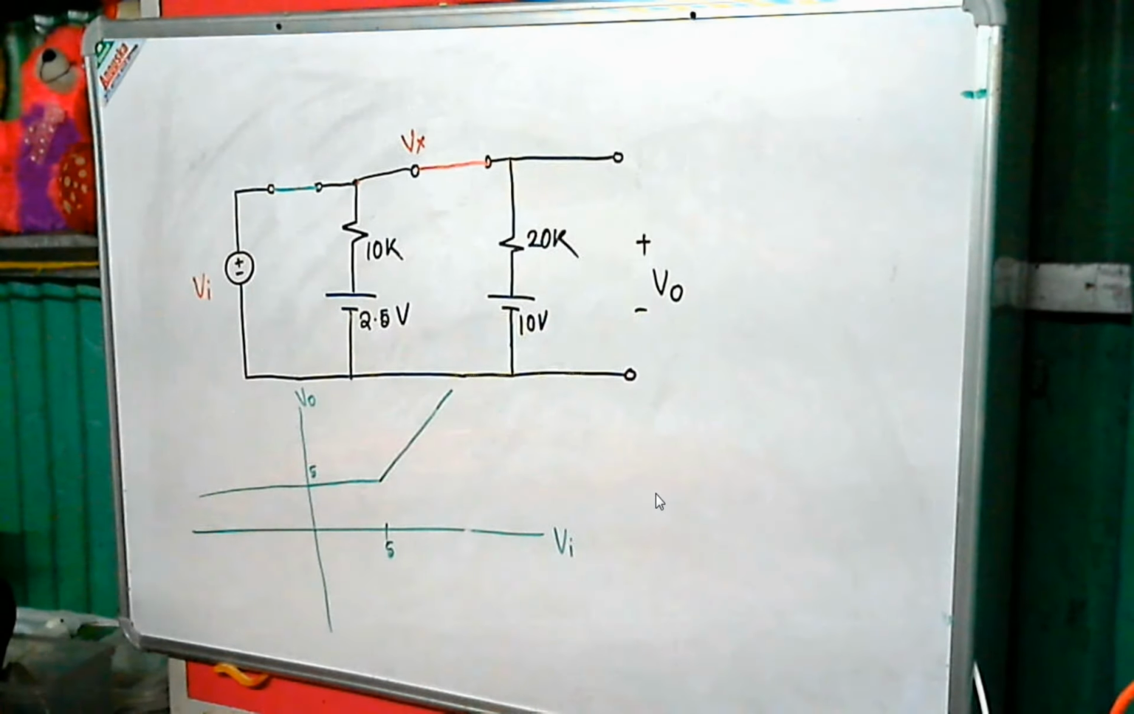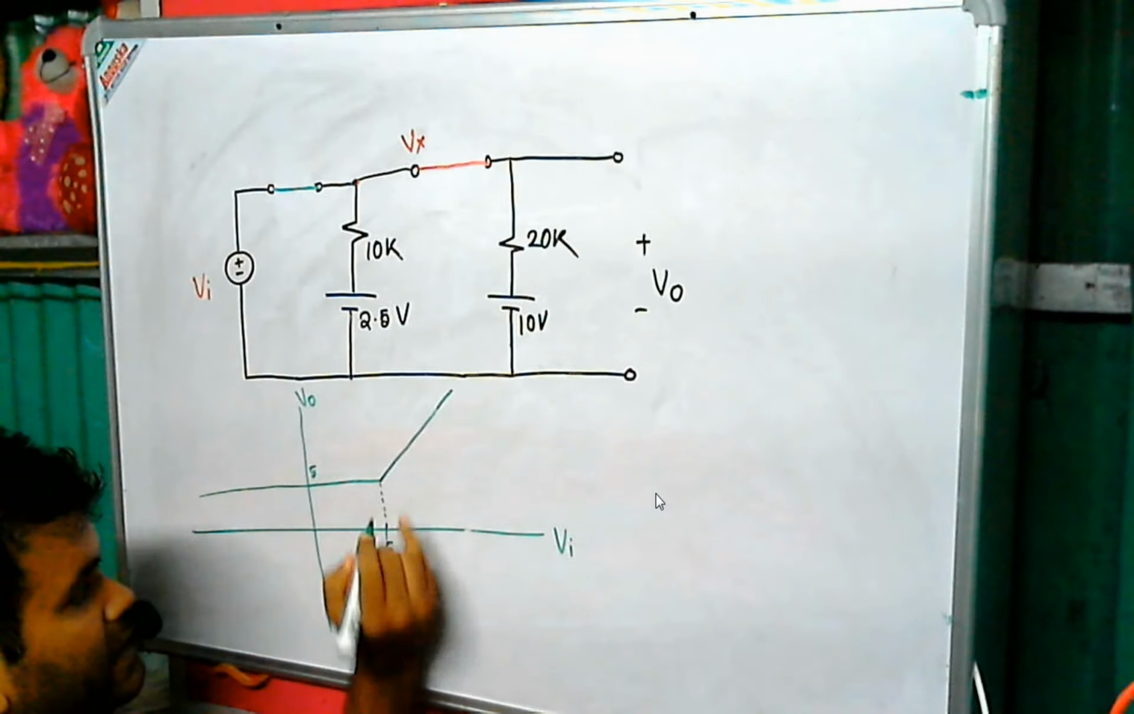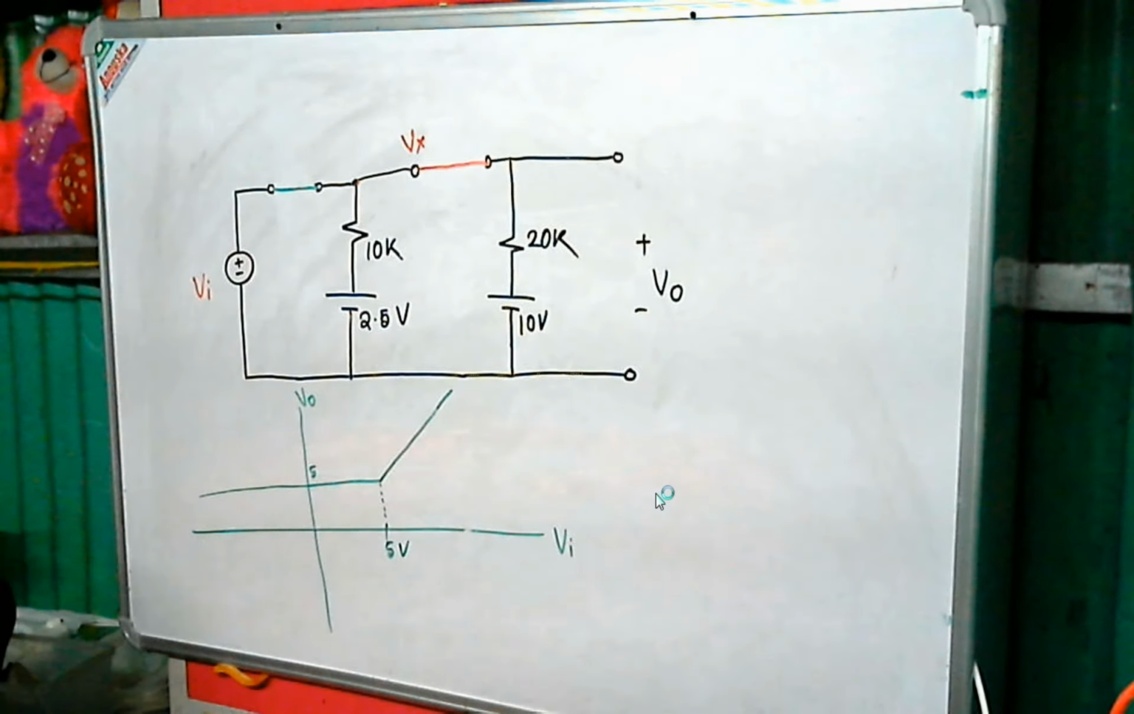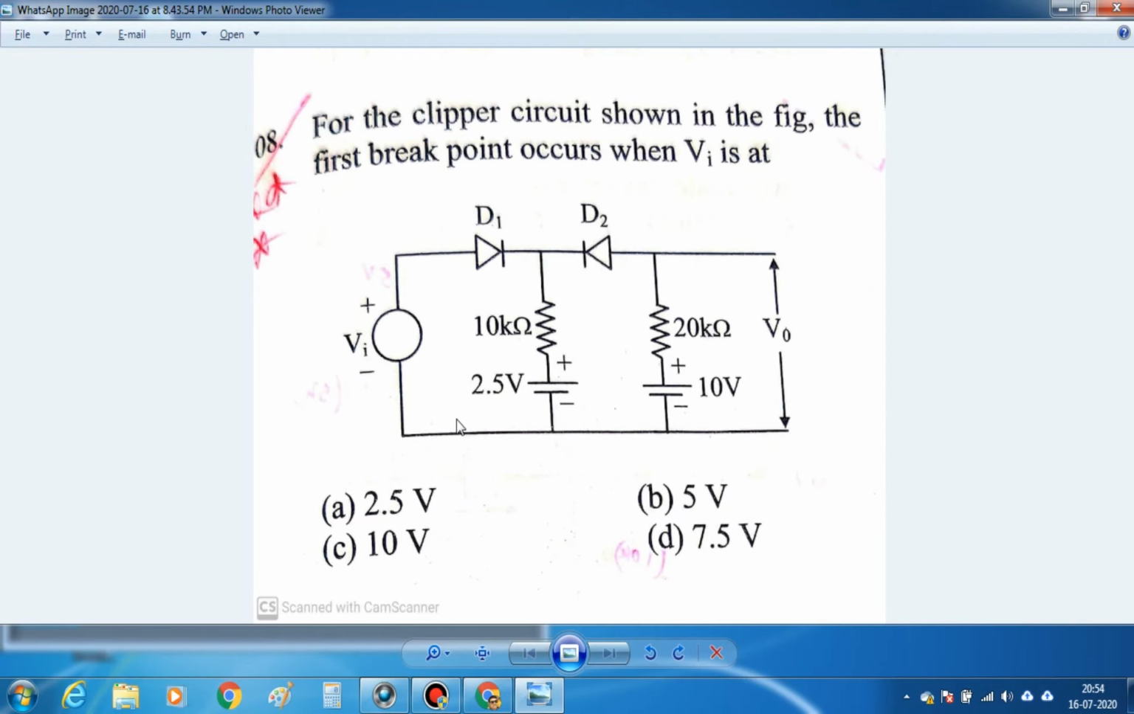So the first breakpoint is basically at 5 volt. Okay, so option B is correct. So you can see the question, option B is correct.